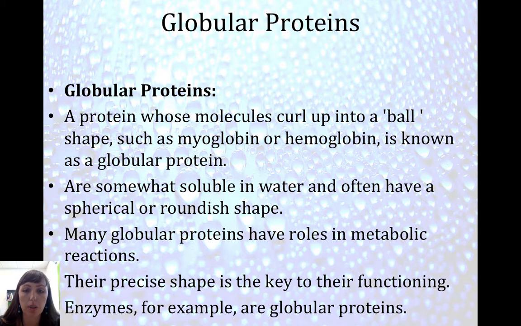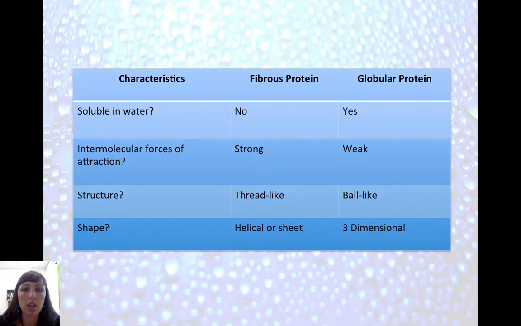Okay, so they're somewhat soluble in water and often have a spherical or roundish shape. Many globular proteins have roles in metabolic functions. Their precise shape is the key to their functioning. Like enzymes, for example, are globular proteins, and we know that their precise shape is key to their functioning. Okay, so here is a table of the characteristics of fibrous versus globular proteins, which you do need to remember.